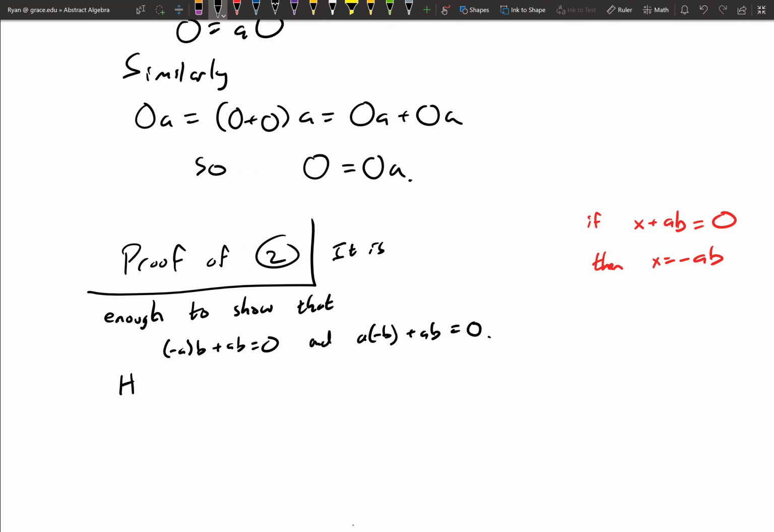My hint, factor. Okay. So you want to be careful because multiplication doesn't have to be commutative. So you can't swap the order of multiplication, but you can factor out to one side or the other. Okay.